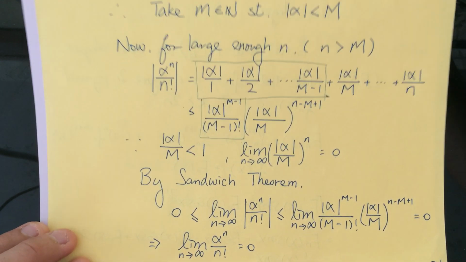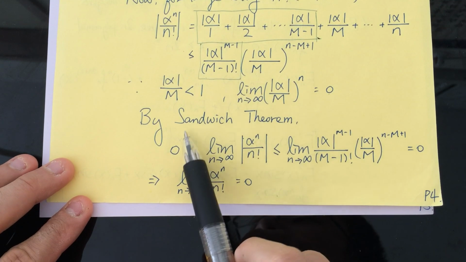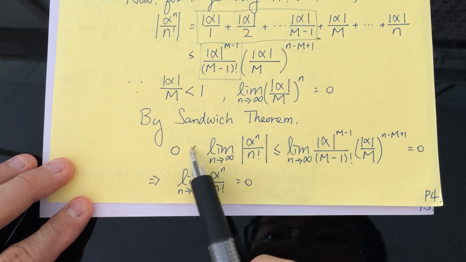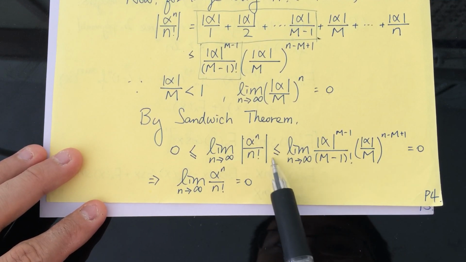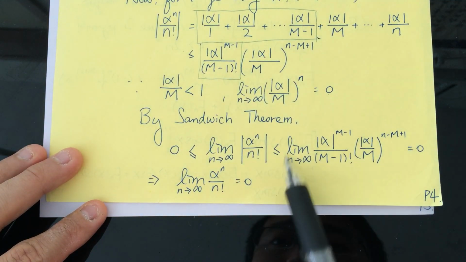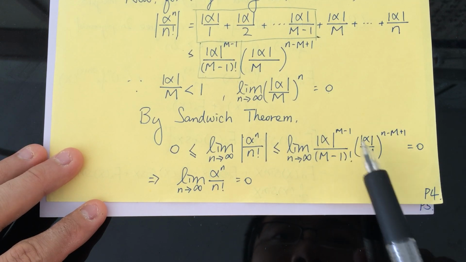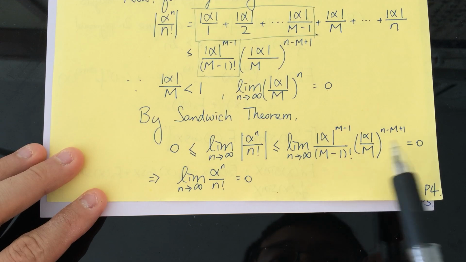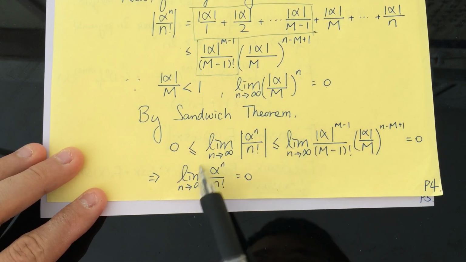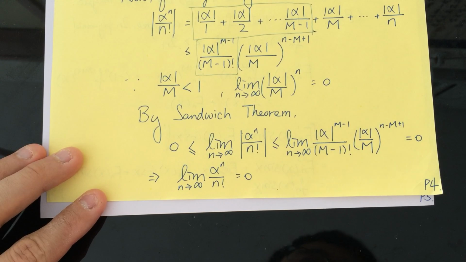Therefore, by applying the Sandwich theorem, we have 0 is less than or equal to this limit, which is less than or equal to this expression. This is a constant multiplied by this part, which tends to 0. A constant multiplied by something that tends to 0 gives 0. By the Sandwich theorem, this limit is 0.